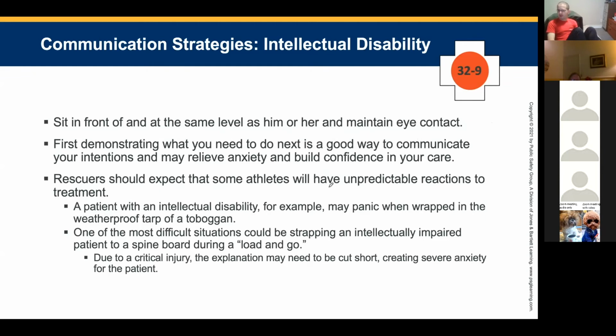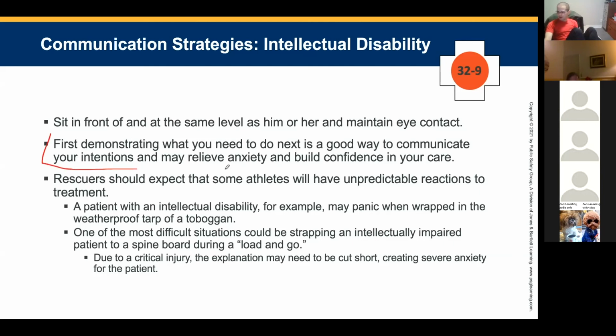So we want to sit in front of and at the same level as the intellectually disabled individual and maintain eye contact. First, we want to demonstrate what we need to do. This is a good way to establish communication and our intentions, and may relieve anxiety and build confidence in our care.